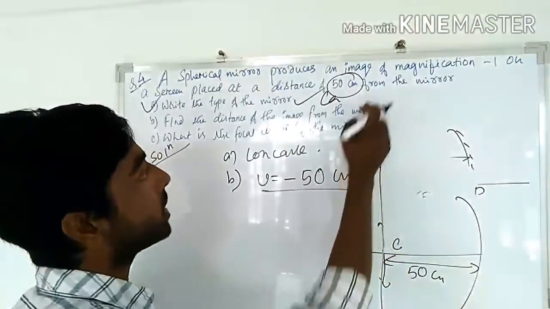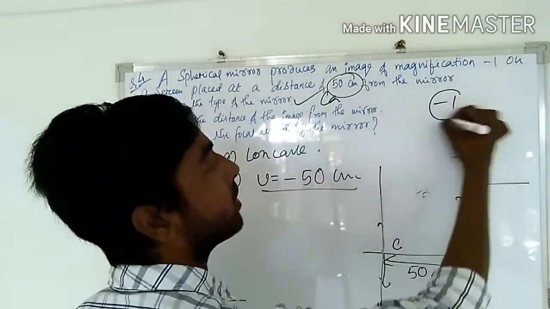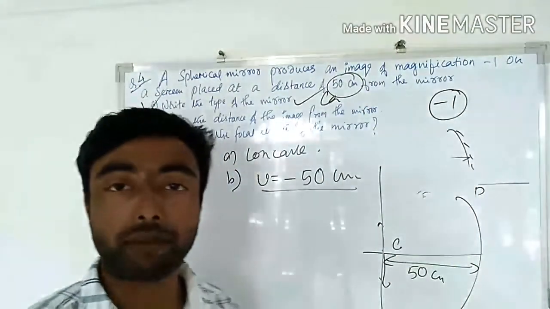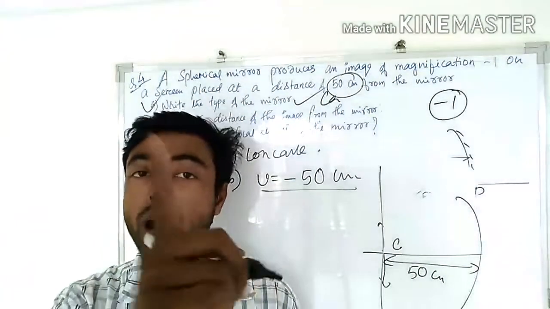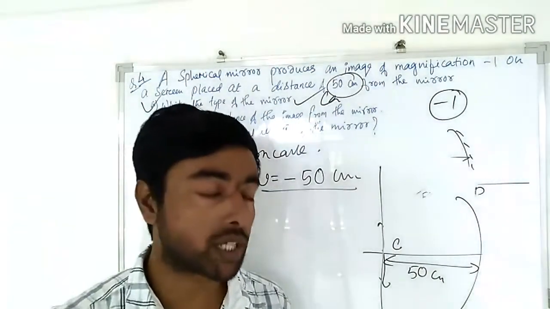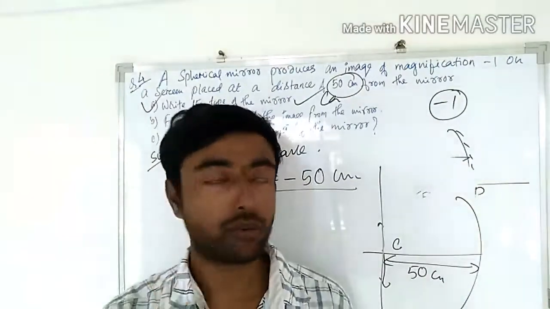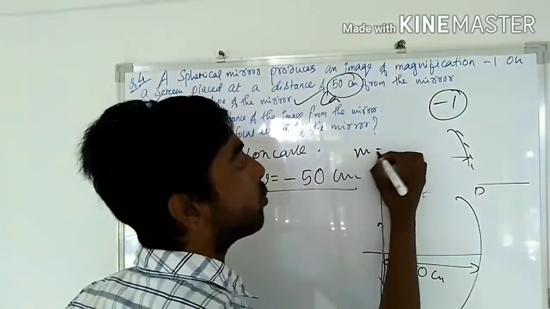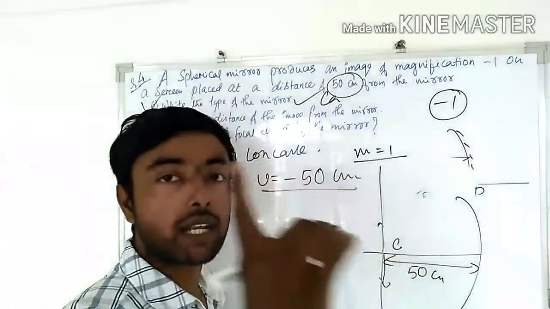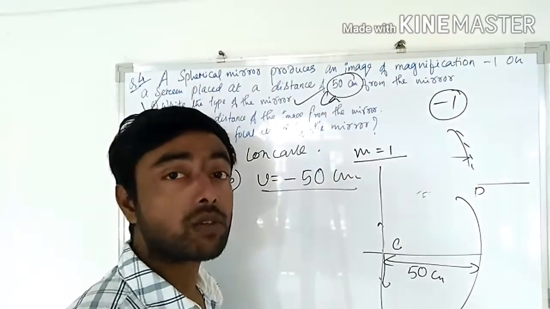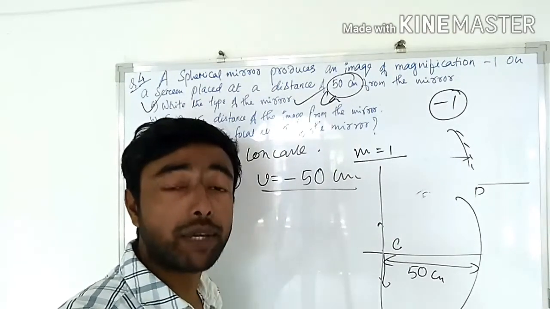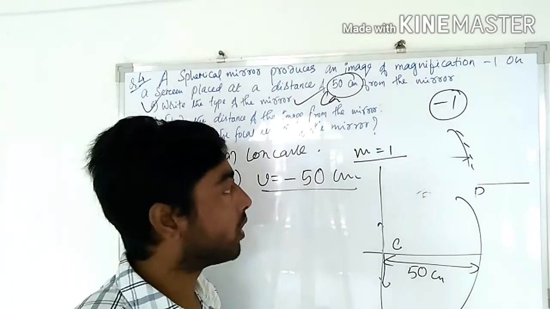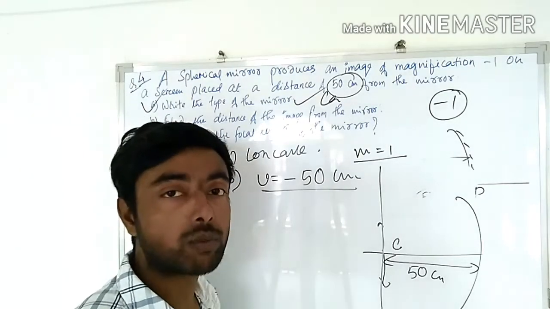Why? Because the magnification is given -1. And when the magnification will be negative, it is real. And when it is 1, the value is 1. 1 means magnification. Listen very carefully. If the magnification value is 1, that means object and image size is equal. So if the object and image size is equal, that means image is formed where? At C.